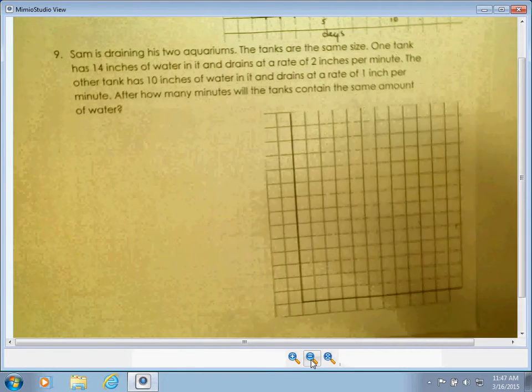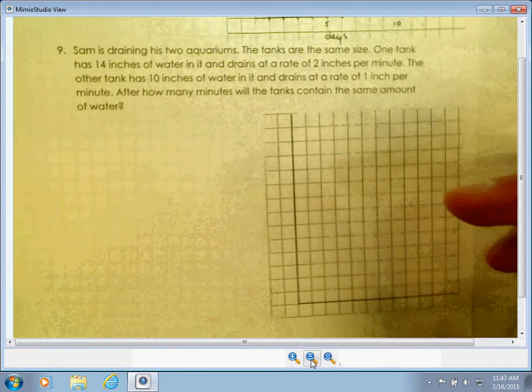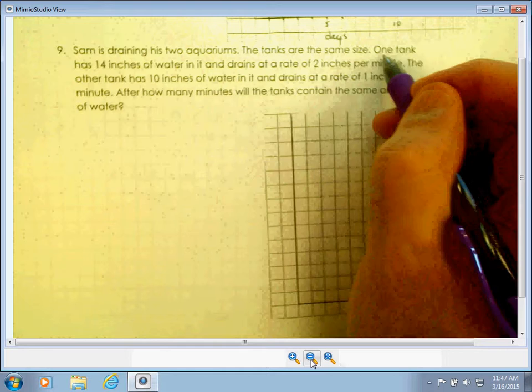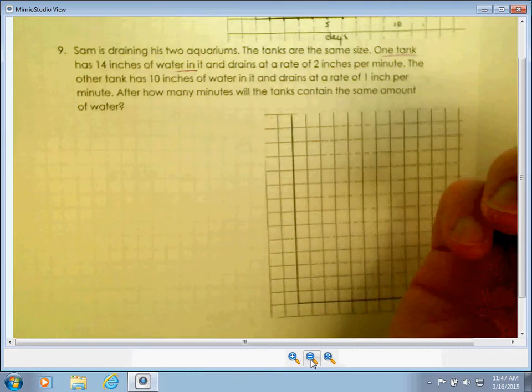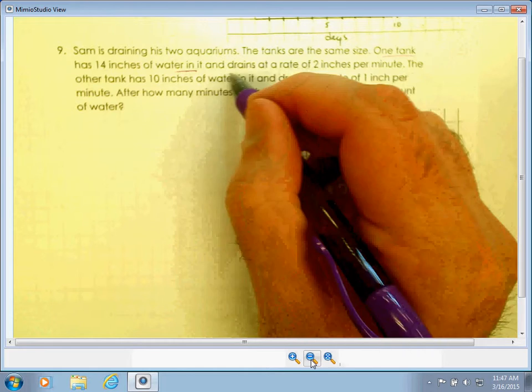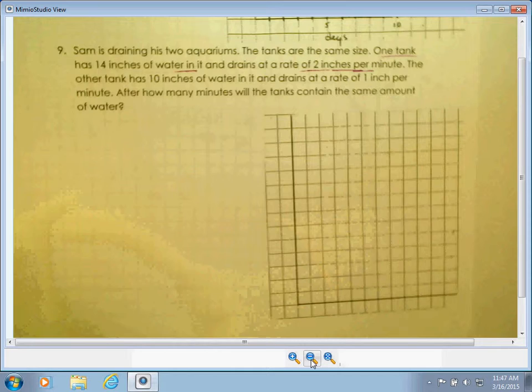So let's go to number 9. We'll approach it again with the same idea. Can we write our two equations? So we're looking for that same kind of pattern. So I see tank 1, 14 inches of water in it. It's going to start with 14, and then it's going to lose or drain 2 inches per minute. So the 2 is the thing that's going to change.